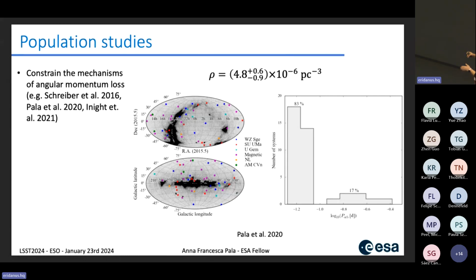So with LSST, we will be able to explore a larger volume and obtain constraints on the scale height of the population, which tells us about the age, and the age, again, constrains the evolutionary timescales, which reflects the angular momentum loss rate in the system. And we can use that to constrain the model of compact binary evolution.